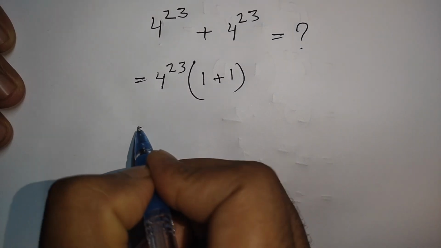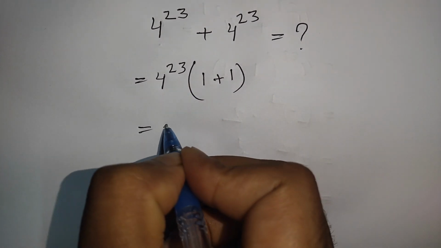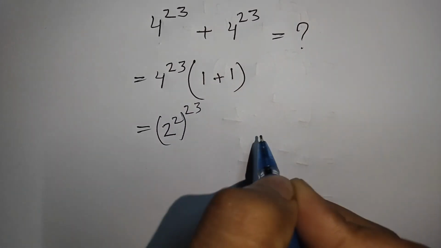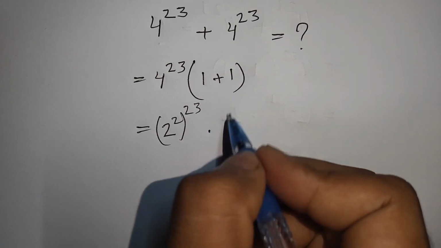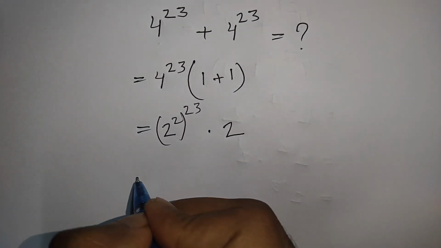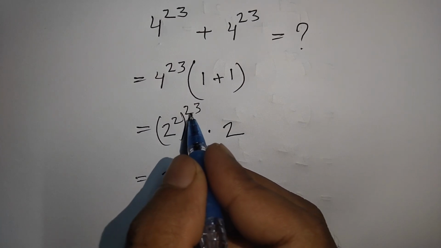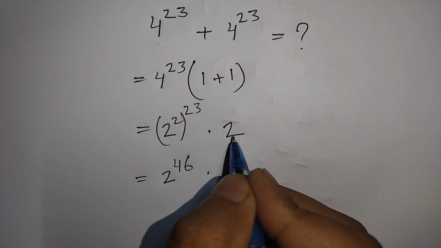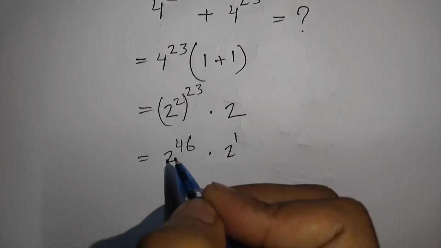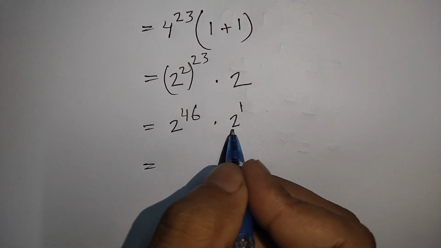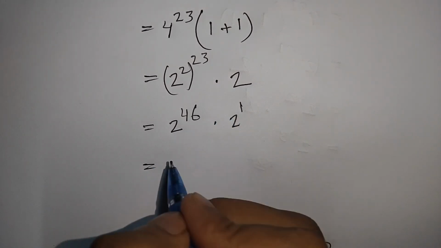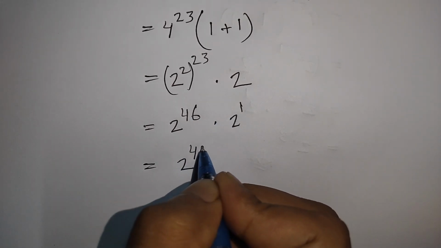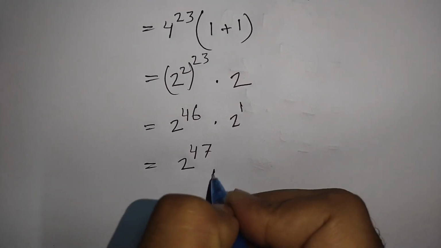Now 4 to the power 23 is same as 2 to the power 2 bracket for 23 times 1 plus 1, that means 2. Now 2 to the power 2 times 23, that means 46, times 2 is same as 2 to the power 1. Now we see that 2 same base but different power, so we can write here 2 to the power 46 plus 1, that means 47. So 2 to the power 47 is the correct answer.